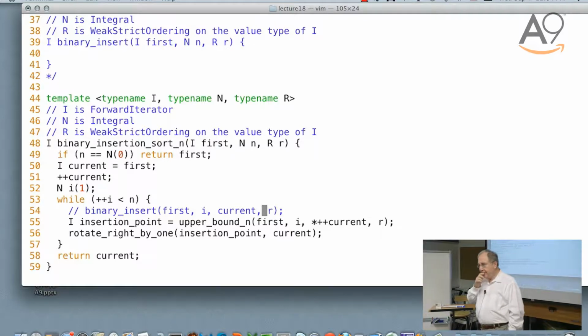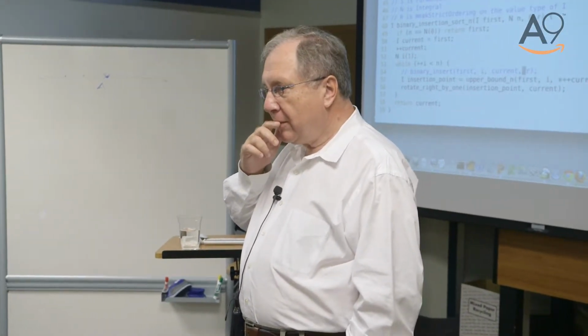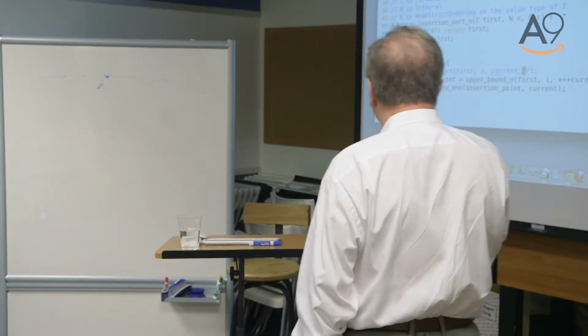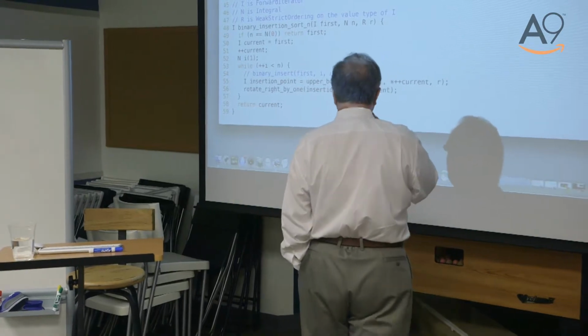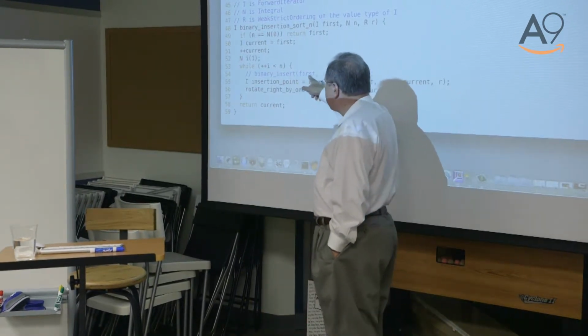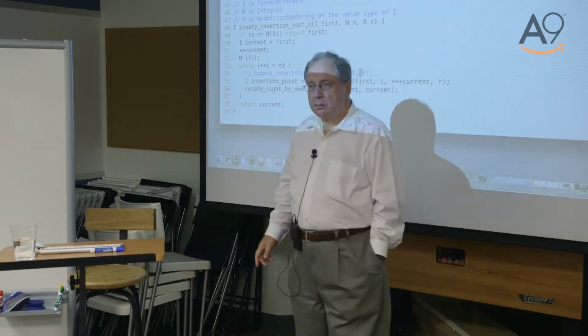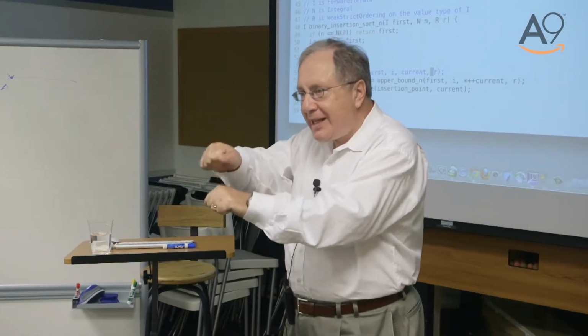So there are two ways to do it. One is to say first comma I is the same range as first comma current. That would not be the way we've written it right now, but that would be one way of doing it. If we write binary insert, it probably means that current is in the ith position.